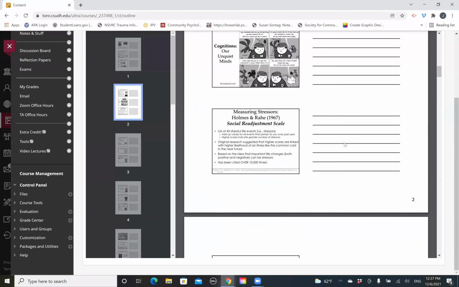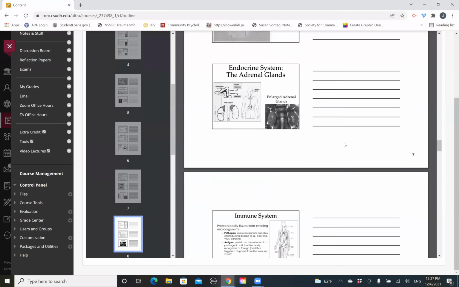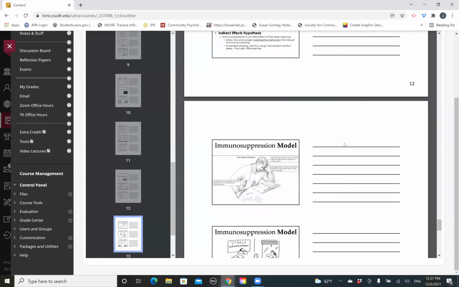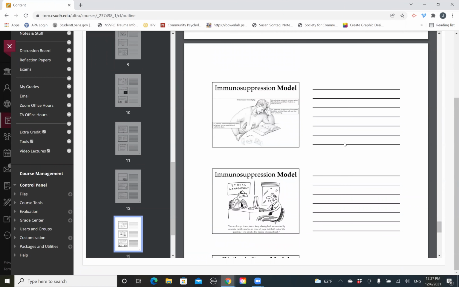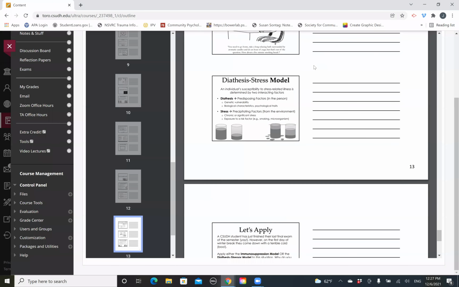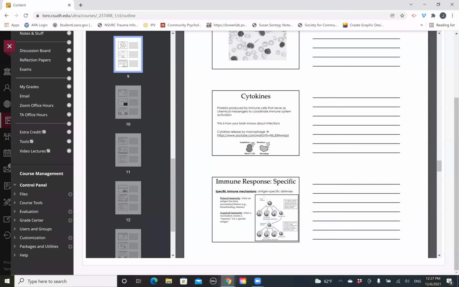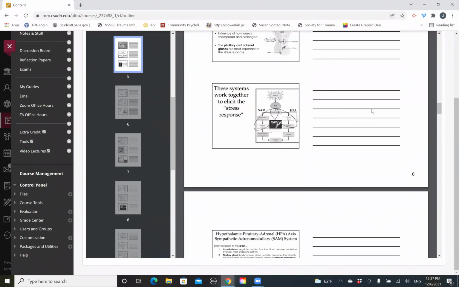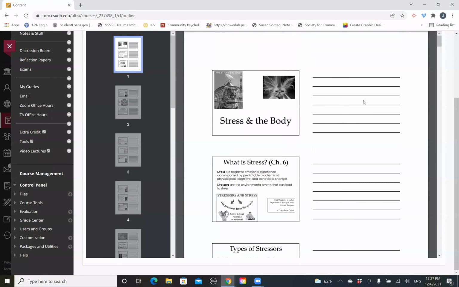Diathesis stress model is an important part of this, and the immunosuppression model. So this was something we wrote a paper on at one point, or at least a discussion. I think maybe it was a discussion post. So make sure you guys know those, and I will go ahead and send out an email containing all of the videos as well. But let me use the last few minutes to see if anyone has any other questions.